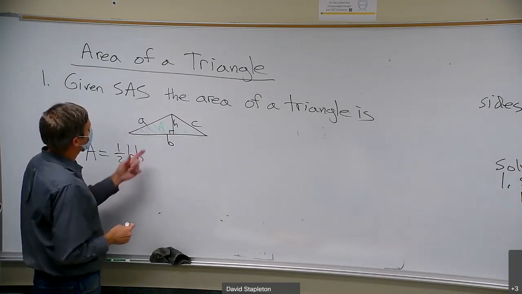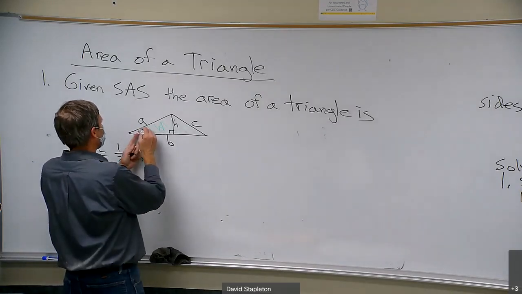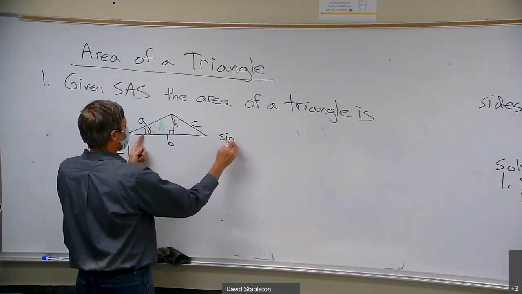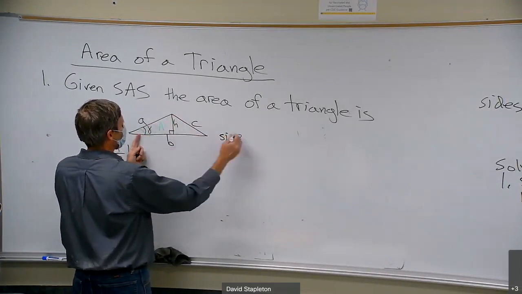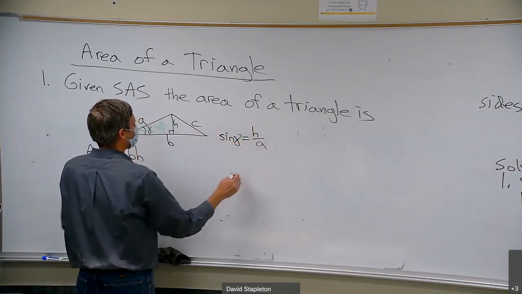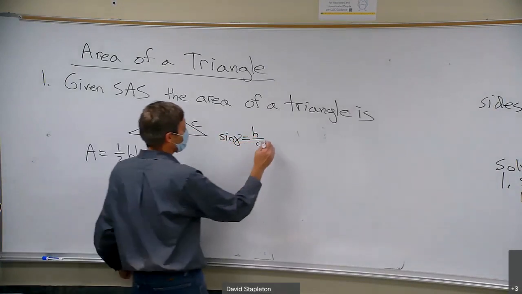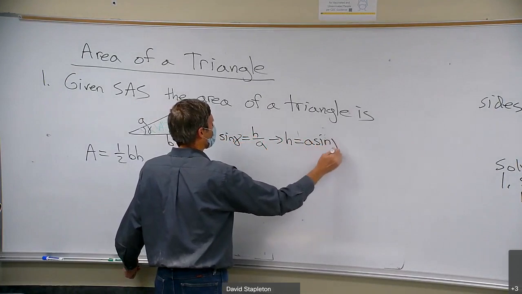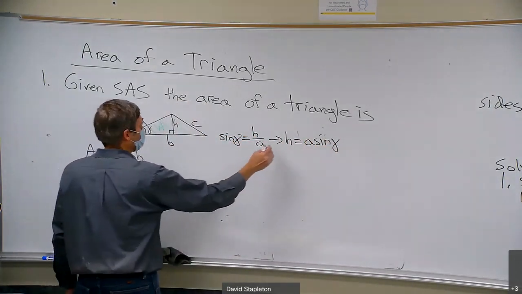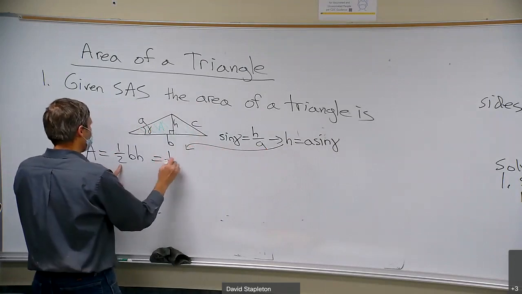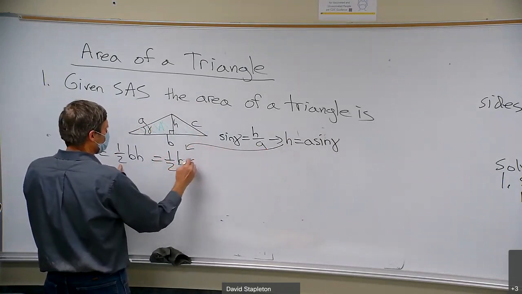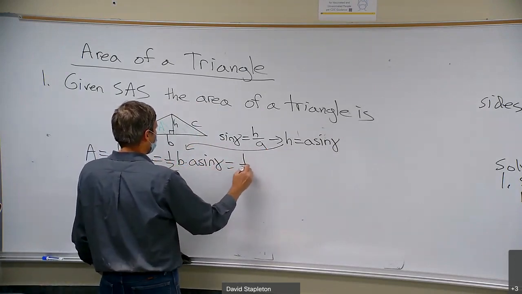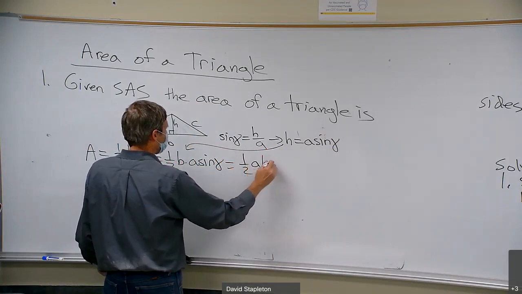Well, by trigonometry, this is where trigonometry comes in. The sine of this angle, let's see, it's opposite C, so it's gamma. The sine of gamma is H over A using right triangle trigonometry, right? And if I multiply both sides by A, that tells me that H is equal to A sine gamma. And I can put that into here. 1/2 base times height is A sine gamma. And then I rearrange the order of the letters and I write this 1/2 AB sine gamma.